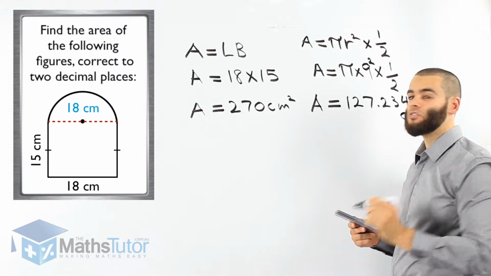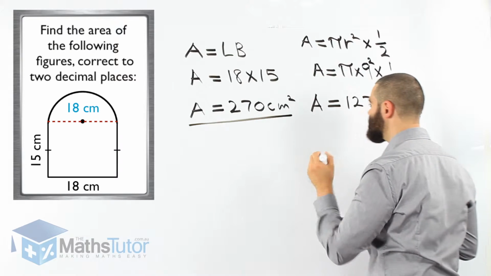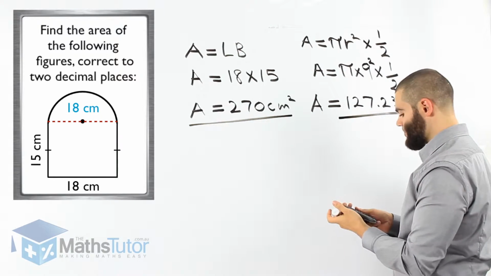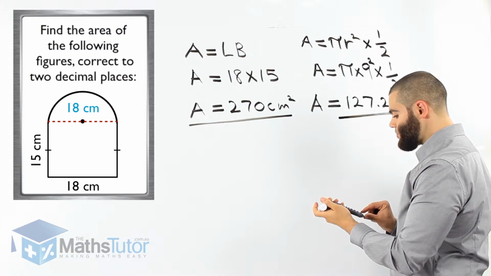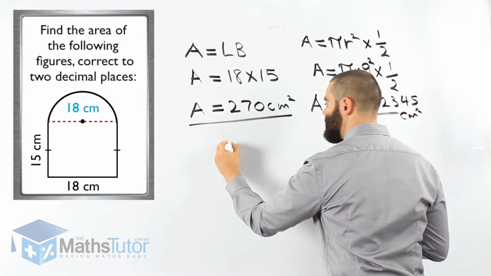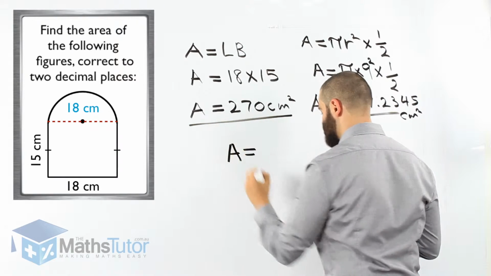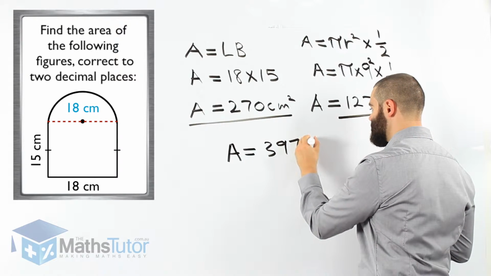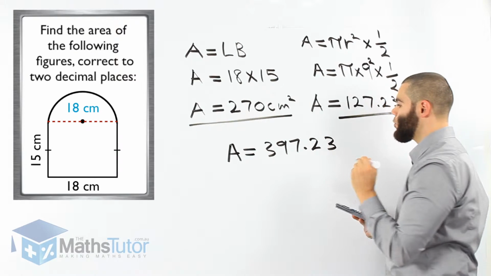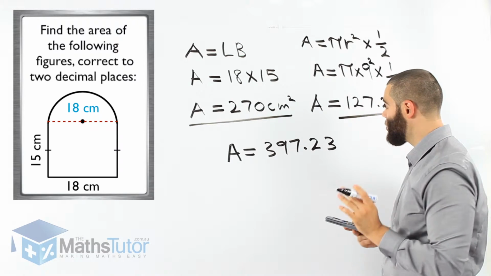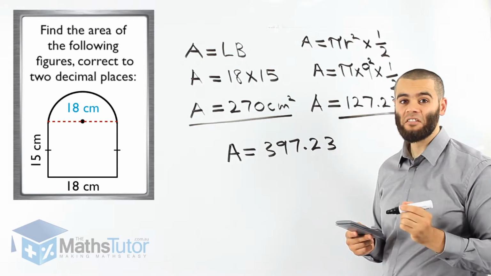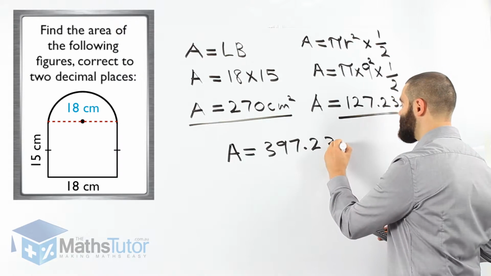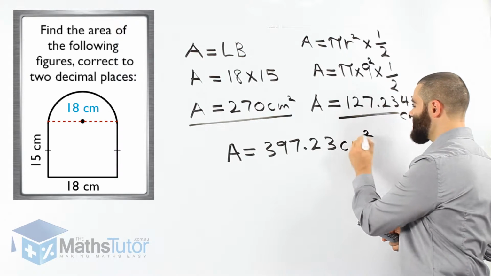Now we're going to add the area of the rectangle to the area of the semicircle. Let's do that. The total area is 397.23. We know it was 397.234, but it's 2 decimal places, so correct to 2 decimal places, 397.23 square centimeters. Always remember the square.